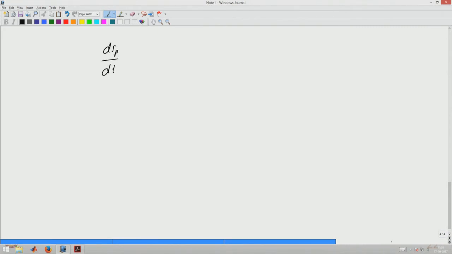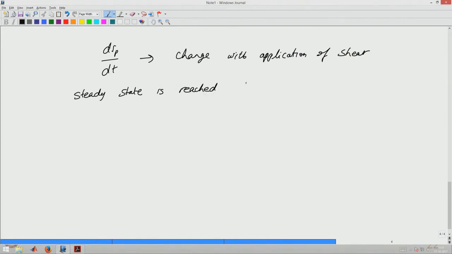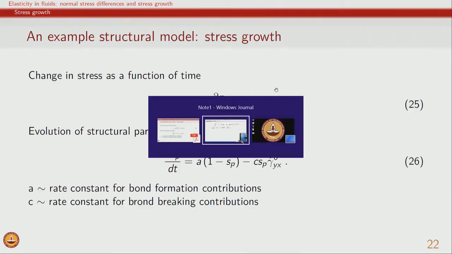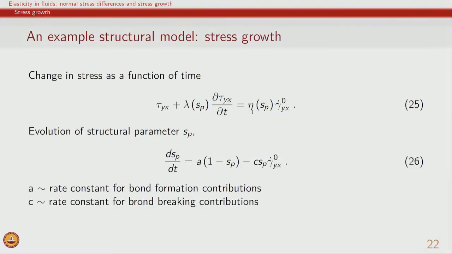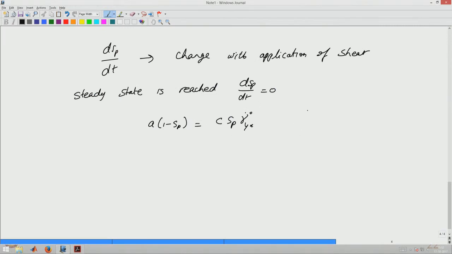dSP by dt will change with application of shear. And a steady state will be reached when of course dSP by dt is 0. What we have is the formation and the breakage rate are the same. So, therefore, A times (1 minus SP) is the same as C times SP times gamma dot to the power x, and clearly so, a different steady state will be reached when you have a different gamma dot. So, this equation can be solved to find out what is the steady state value of SP.